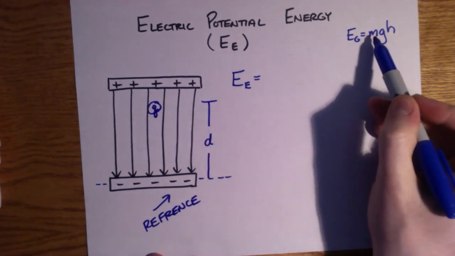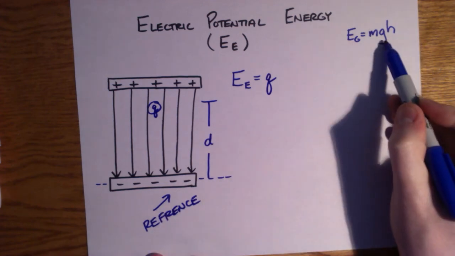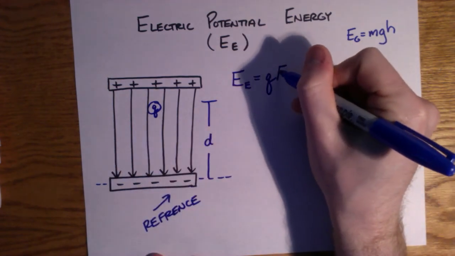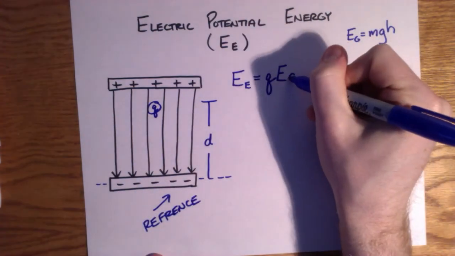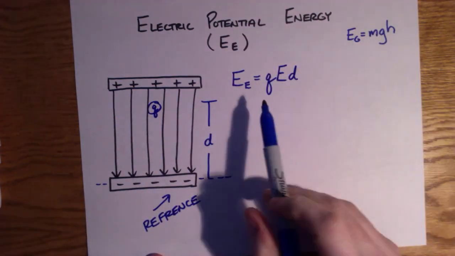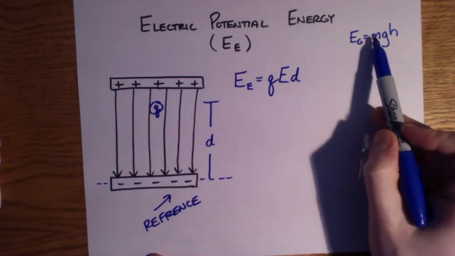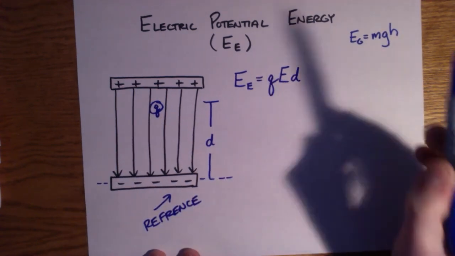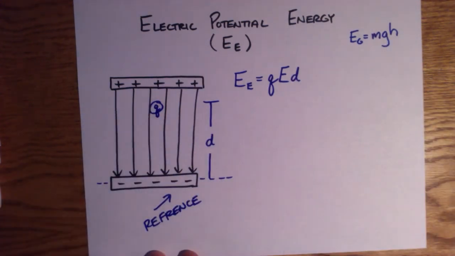So the difference being we're not dealing with mass, we're dealing with charge. We're not dealing with a gravitational field, we're dealing with an electric field. And instead of height, kind of the same concept, but we're talking about distance. So instead of mgh, we're just dealing with qEd. Same basic concept. Charge instead of mass, electric field instead of gravitational field, and distance, essentially height, just depends on the orientation of your example.